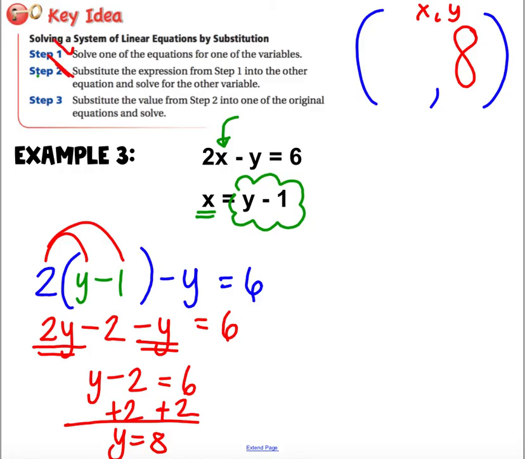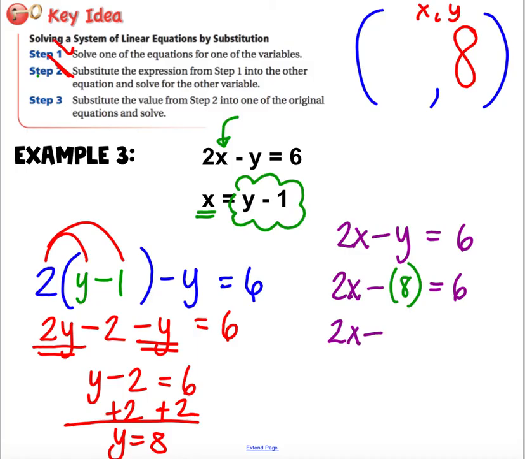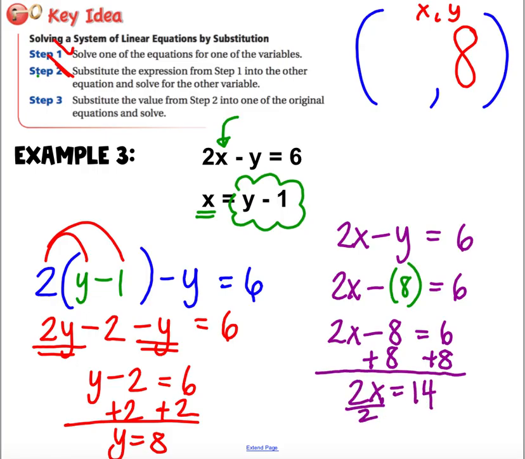Now step 3, substitute the value you got, 8, into one of the original equations. Pick either one that you like. Let's pick this first one, 2x minus y equals 6. So 2x minus y, we got 8, equals 6. So now let's solve for x. 2x minus 8 equals 6. Let's add 8 to both sides. 2x is equal to 14. So what does that mean? X equals 7. Put that in our solution. So the solution to this system is at the coordinate 7, 8.